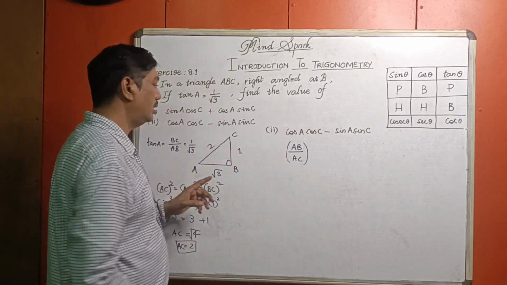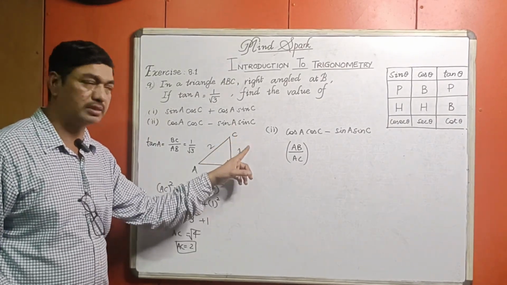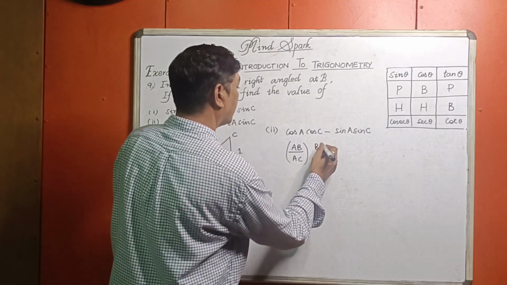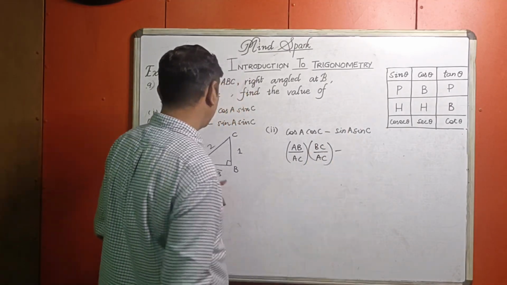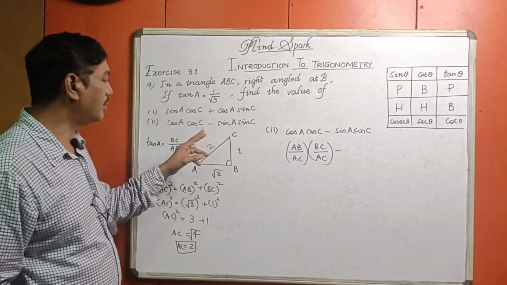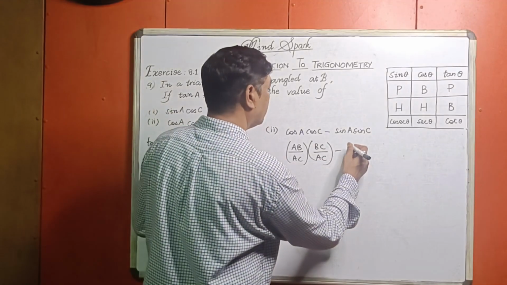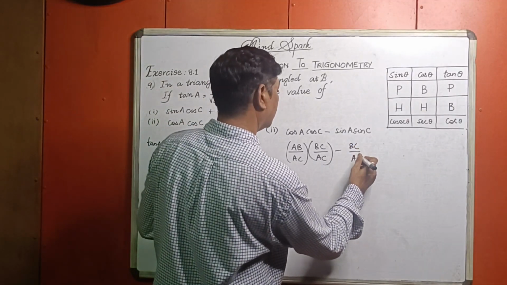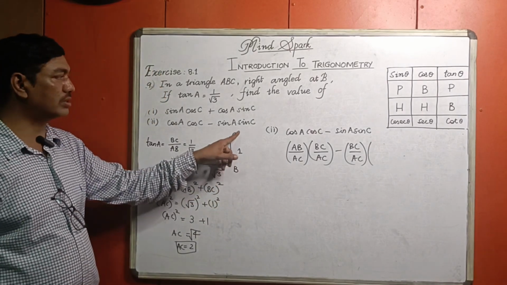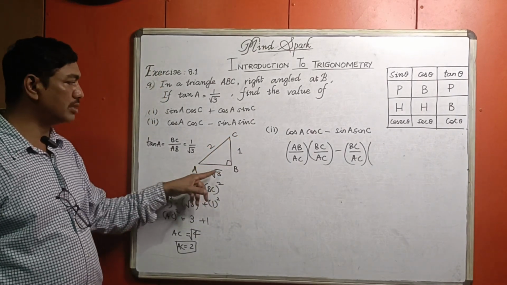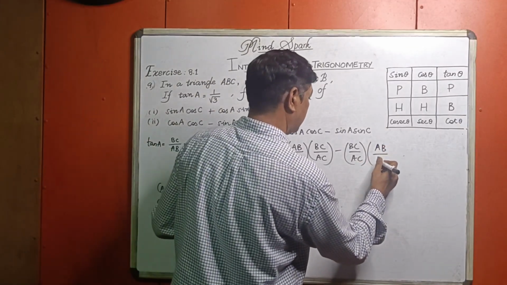Then what about cos C? Cos C, if you take angle C, the side near to it, BC, is the adjacent side. So you write BC by hypotenuse AC. Similarly sin A. Sin A is what? Opposite side by hypotenuse. For angle A which is the opposite, BC is the opposite. So you write BC by AC. Clear? Then similarly for sin C. Sin C, for angle C which is the opposite side, AB is the opposite side. So you write AB by AC, hypotenuse.